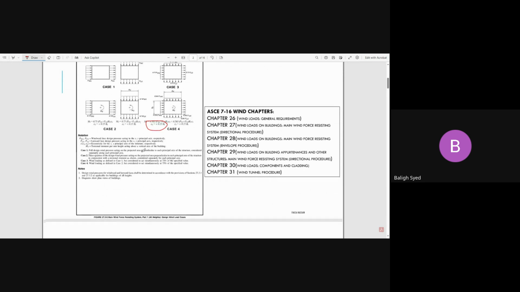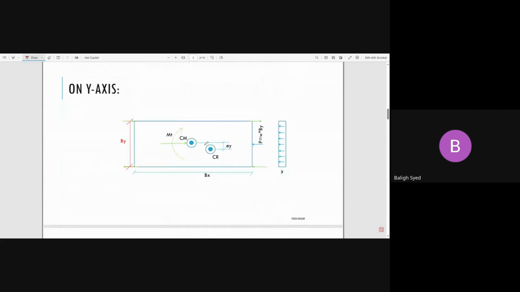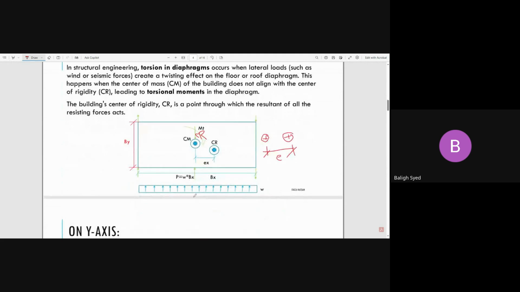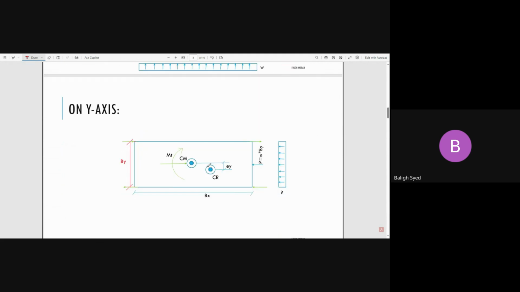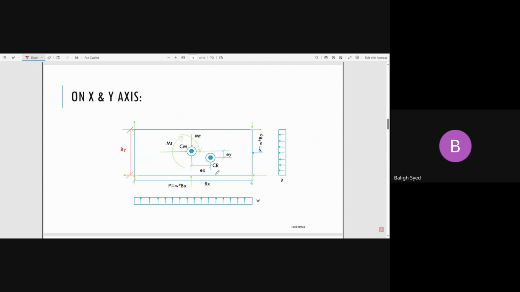And this is not only in one direction, right? Just like we have seen that in this direction it is eccentric, in this direction also it is eccentric. Then, to understand what is going to happen on both axes with the CM and CR, we will have a pictorial view, just to feel how the torsion comes on my rigid diaphragm, and how these reactions will be generated at the corners of the structure, or wherever you have your lateral system.